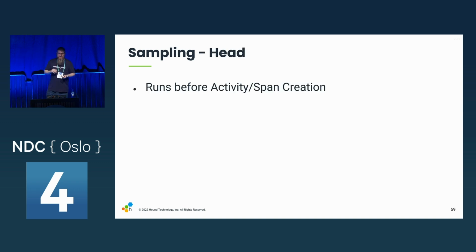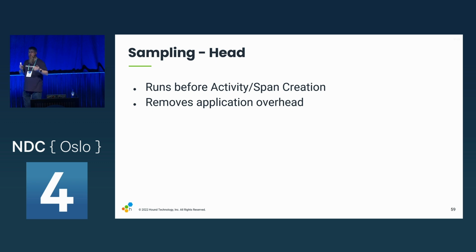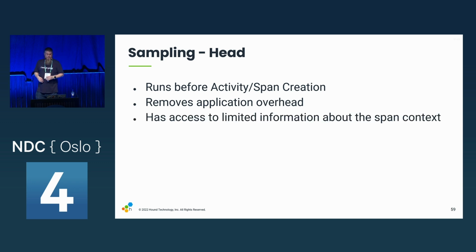So what is head sampling? It runs before spans are created. It runs before your root span is created. Why is that important? Well, it means it reduces our application overhead. Because if all of these spans that are being created no longer are going to be recorded, it means our applications can essentially not do anything with them. But that means it's got very, very limited access to information. It doesn't know whether this has errored yet, because it happens right at the start. So because of that, we have very little information to go on.